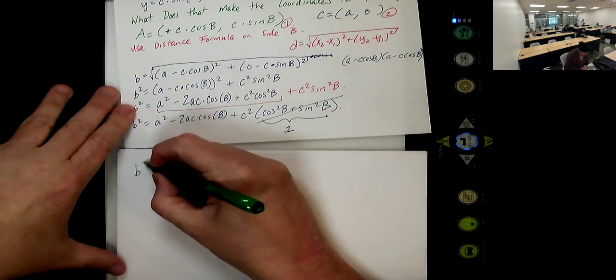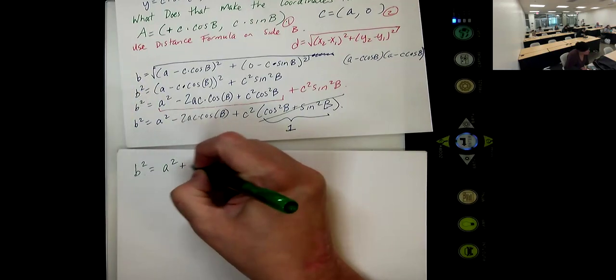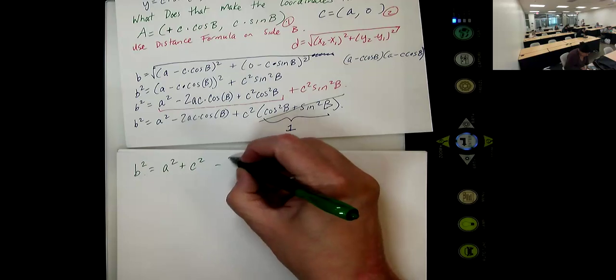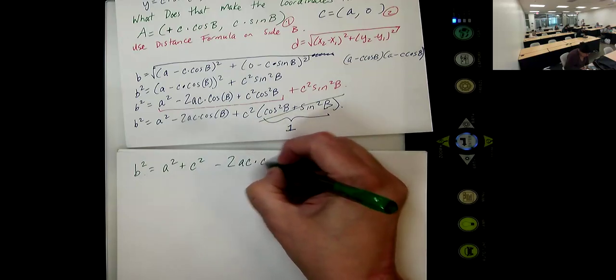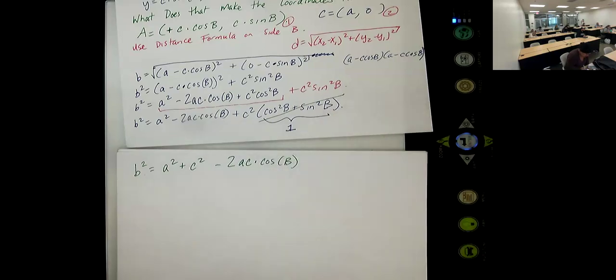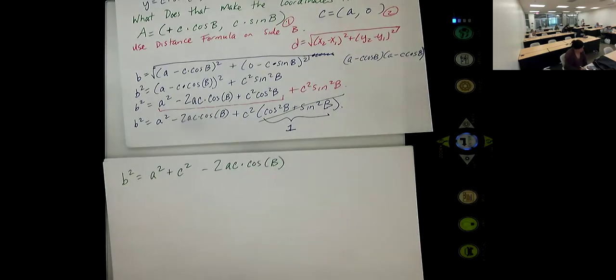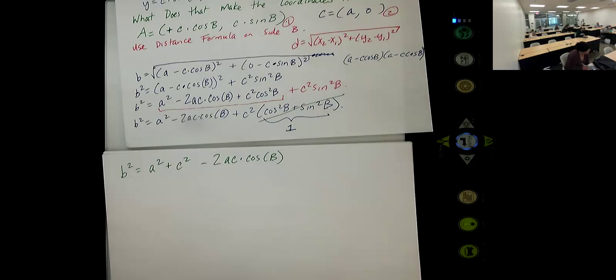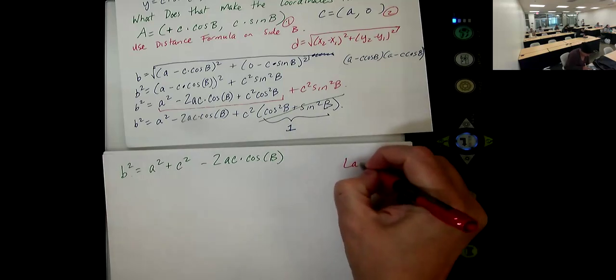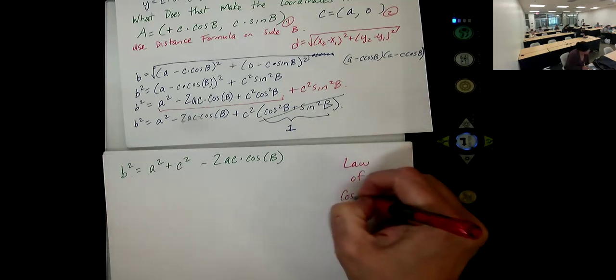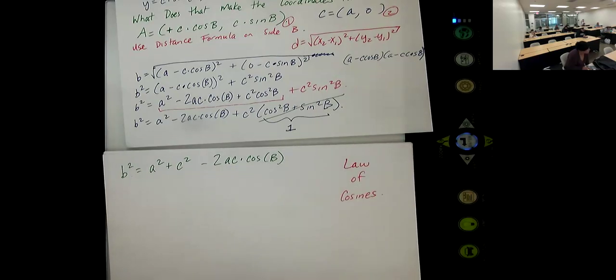I get b squared equals a squared plus c squared minus 2ac times cosine b. This is the law of cosines. It relates the sides of a triangle to the cosine of one of the angles. Law of sines related sides of a triangle to the sines of angles. This relates sides to the cosine of an angle.